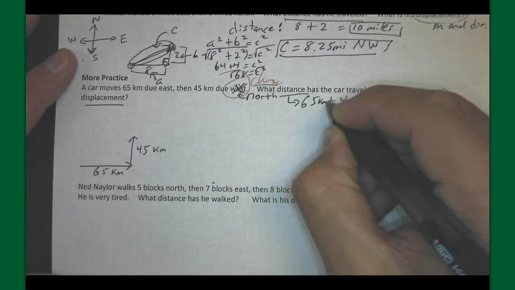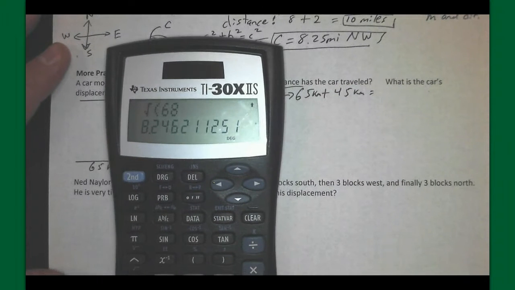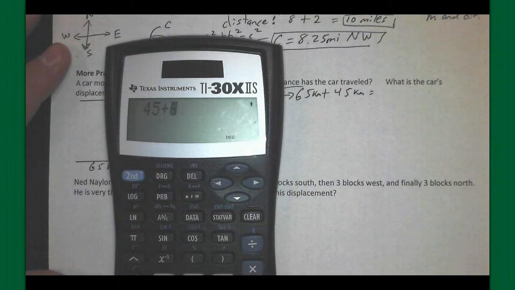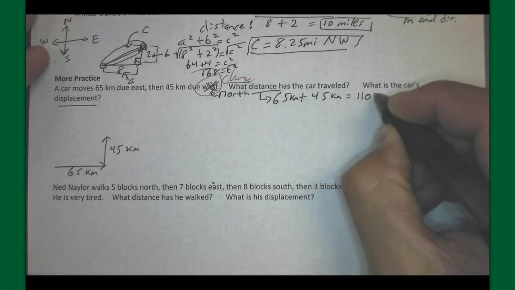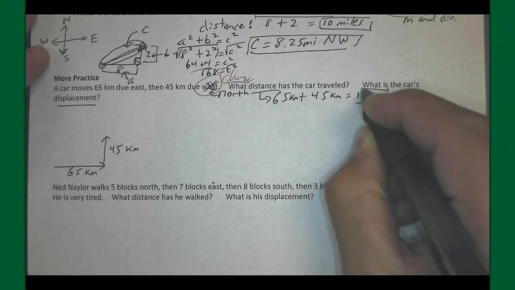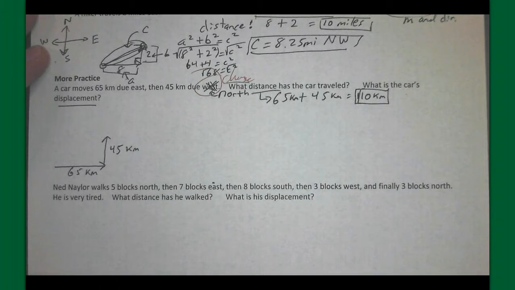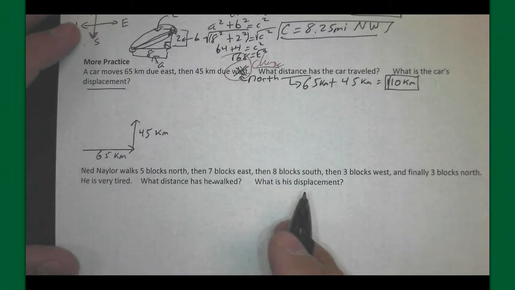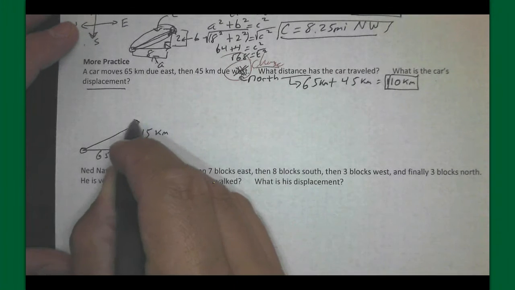65 kilometers plus 45 kilometers. Forgive me, I'm not very good at math. I do have to use a calculator. 45 plus 65 is 110 kilometers. So that's the distance. 110 kilometers. Now for the displacement, once again, you'll notice displacement is the straight line distance from the beginning to the end.